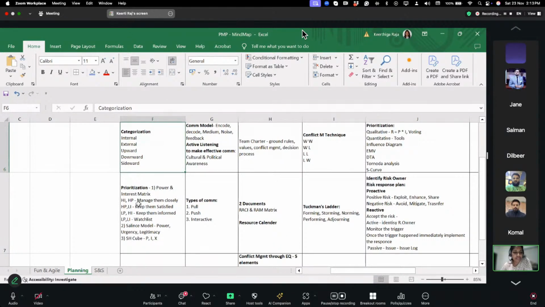In the power interest matrix, we have 4 different things: high power, high interest, manage them closely; high power, low interest, we need to keep them satisfied; low power, high interest, we need to keep them informed; low power, low interest, we keep them on the watch list. In the salience model, we categorize by power, urgency, and legitimacy. Stakeholder queue is the same as power interest, and whomever comes, we can put in the stakeholder queue.